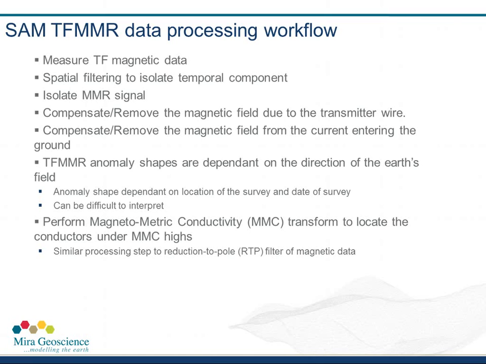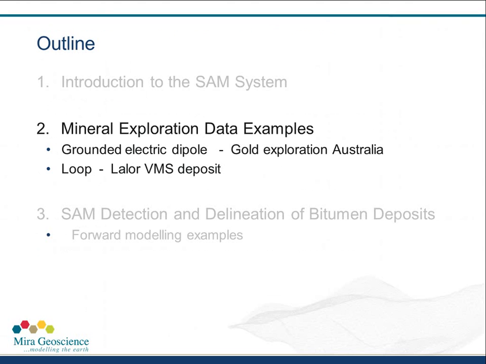So we produce an MMC, so it's called a Magnetometric Conductivity transform. It's much like a reduced to pole transform of magnetic data, which allows us to pull out the conductivity product from this data. So I'm going to move on to some examples.